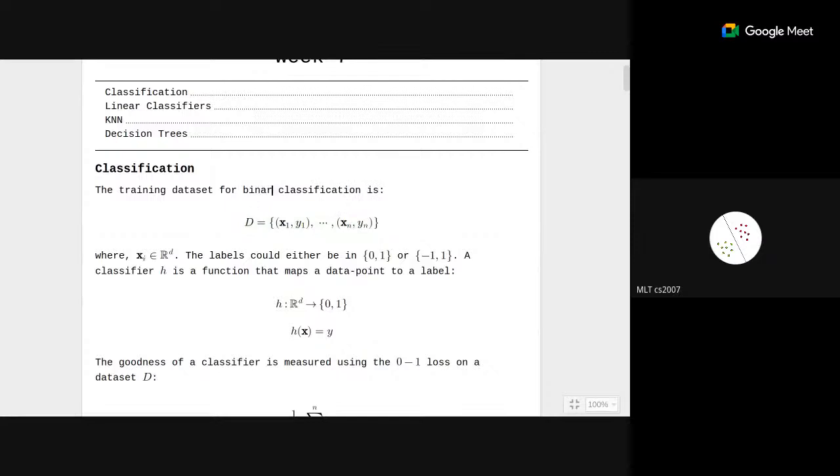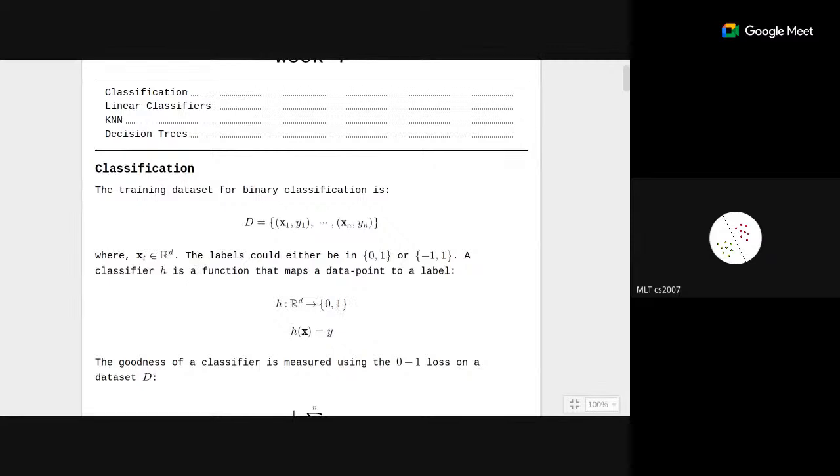So add that here, that's important for this course. Our main focus will be binary classification, so there are going to be just 2 classes, 0, 1 or minus 1, 1. A classifier h is nothing but a function. You can look at it as a function that takes an input, a feature or set of features corresponding to a data point, and outputs a label. The label could be either 0 or 1.